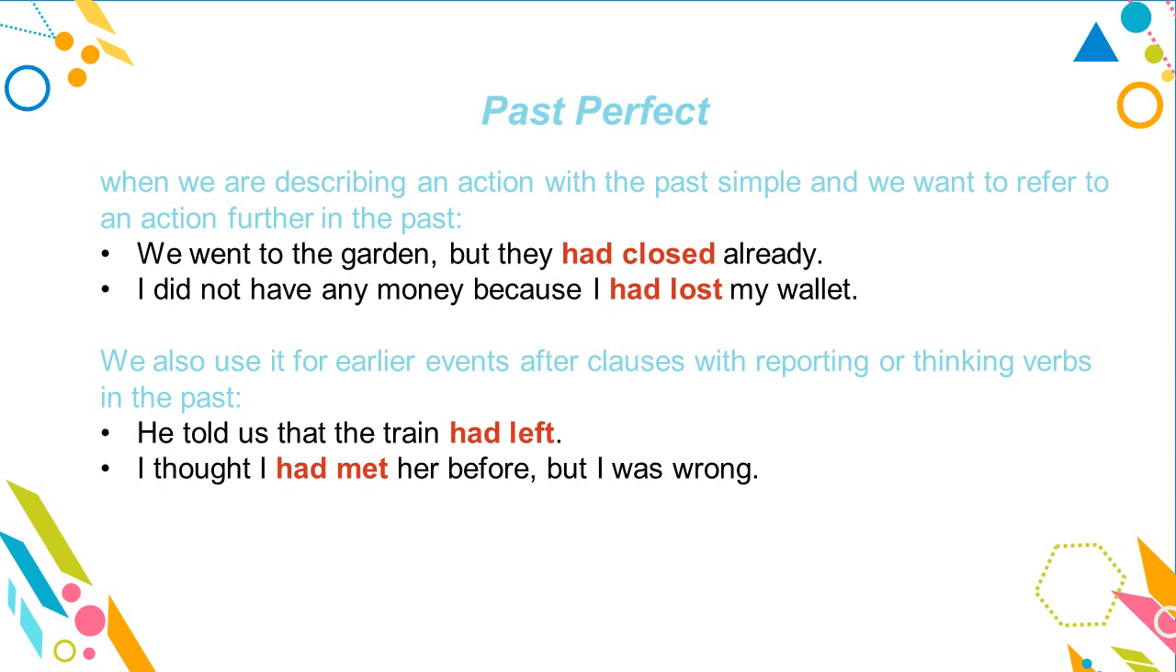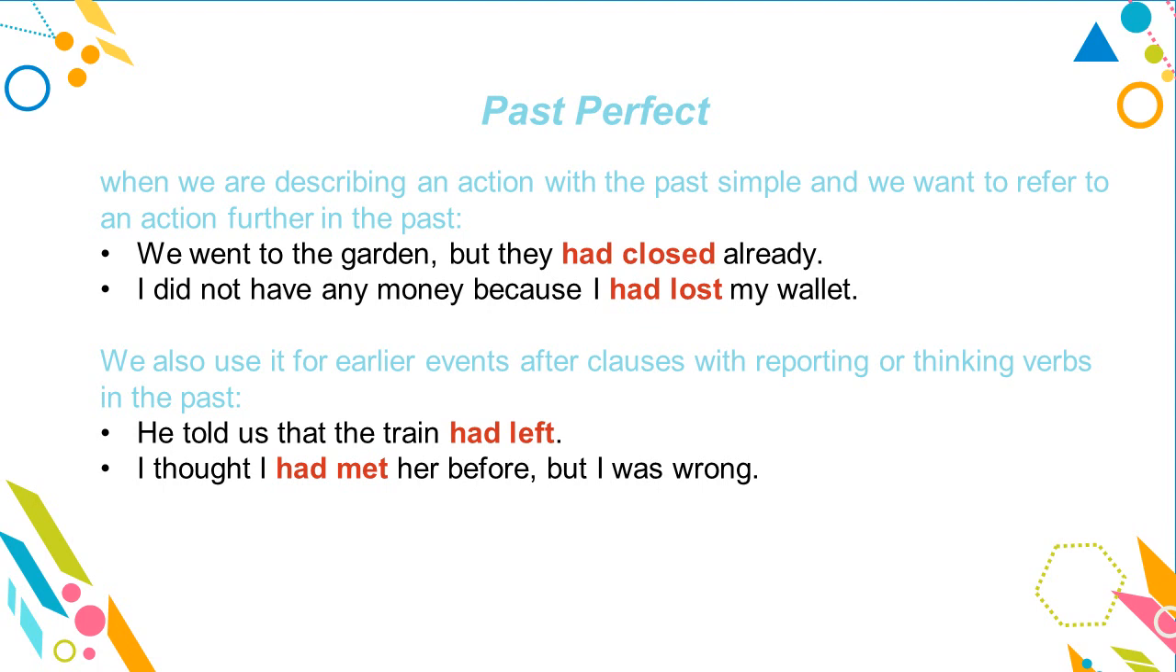And now we can see how and when we can use the past perfect. We can use the past perfect when we are describing an action with the past simple and we want to refer to an action further in the past. For example, we went to the garden, but they had closed already. Another example, I didn't have any money because I had lost my wallet.